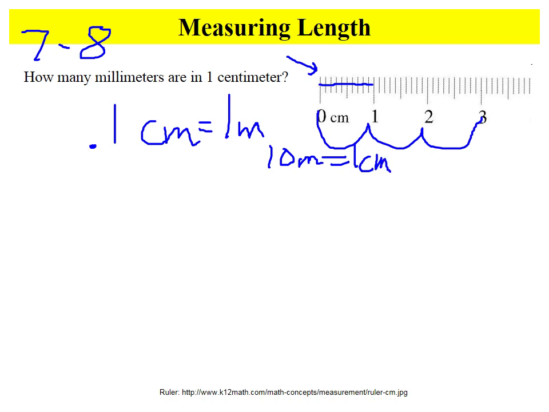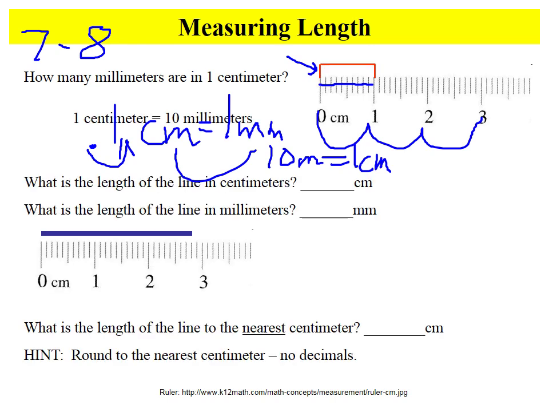So anytime you want to convert centimeters to millimeters, you are going to multiply it by 10, which would move your decimal point 1 over, which would get you 1, right? For the next part, so 1 centimeter equals 10 millimeters. Sorry about my writing going over that. What is the length of the line in centimeters?